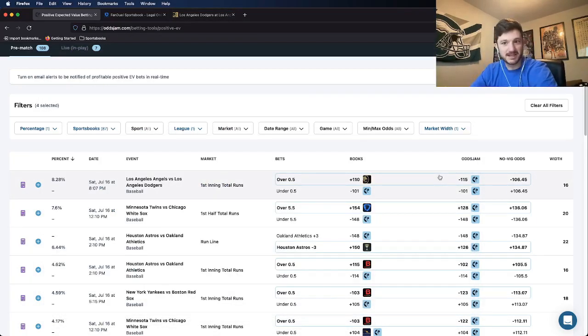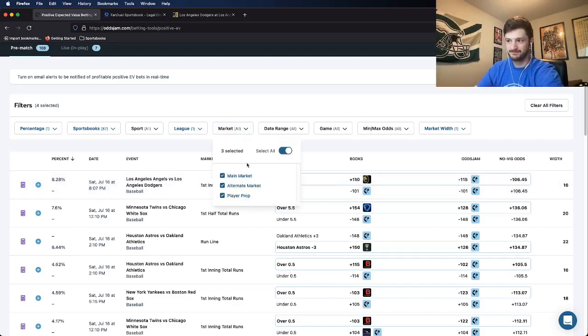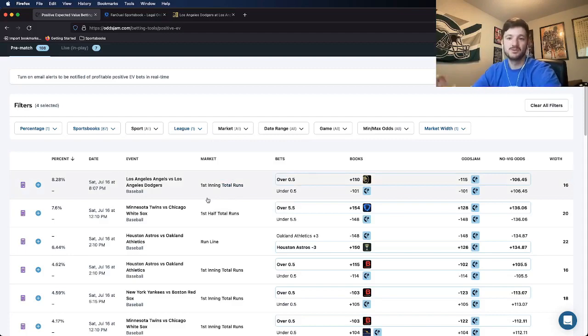But anyways, like I said, I'm betting some baseball today, and normally for baseball, I avoid most alternate markets unless I can find something that's really, really valuable. And I actually found one here, which will be my first bet, which is the Angels versus Dodgers yes run first inning.